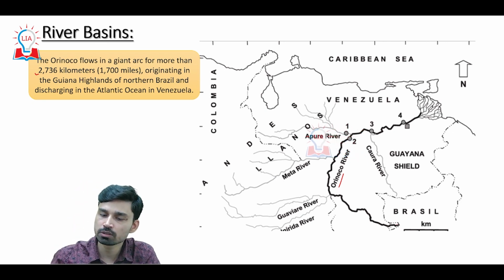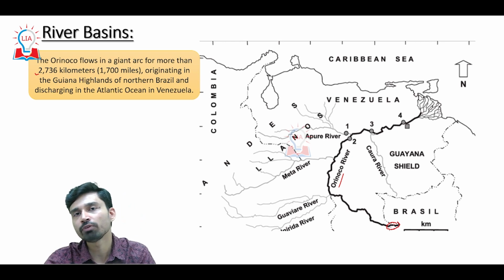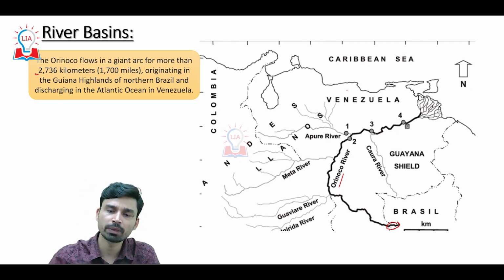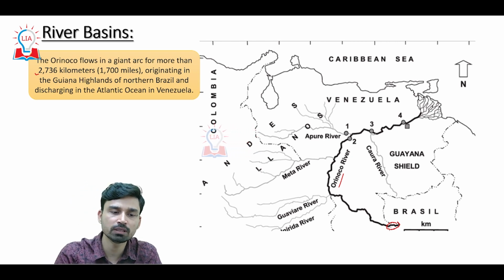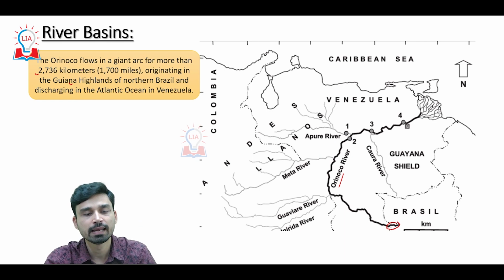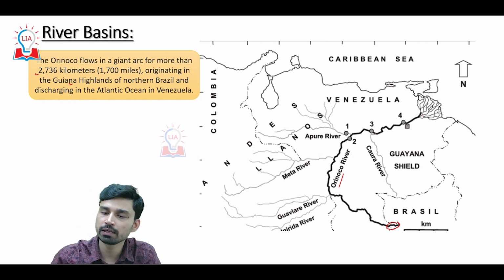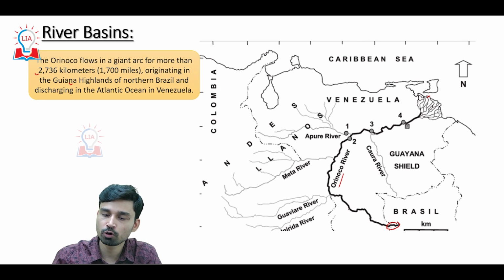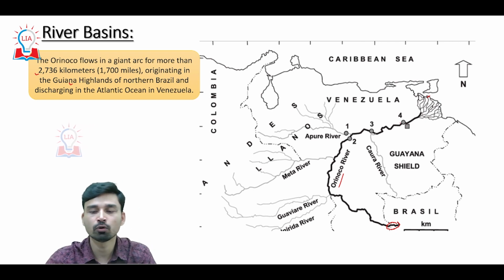So basically it is originating in the highland regions. We have three different highland regions: the Altiplano region, then the Guiana Highlands, and then the Brazilian Highlands. The Orinoco River originates from the Guiana Highlands of northern Brazil and then discharges its water in the Atlantic Ocean after forming a huge delta in the nation of Venezuela. So this is overall the course of the Orinoco River.